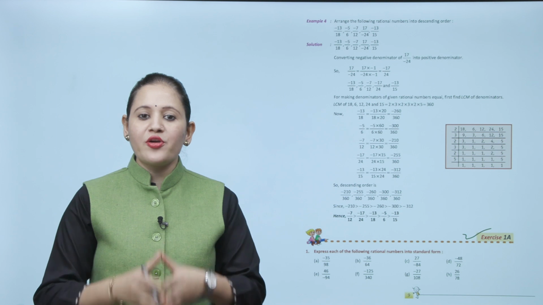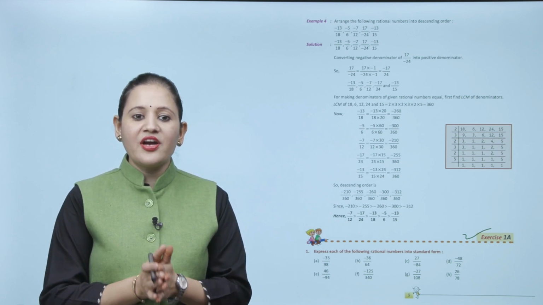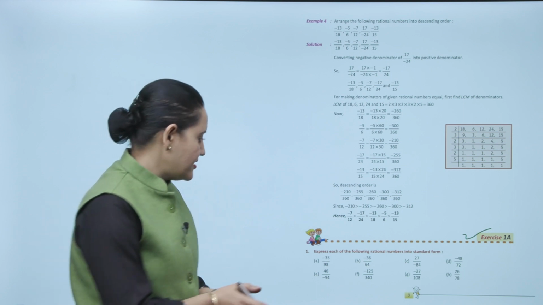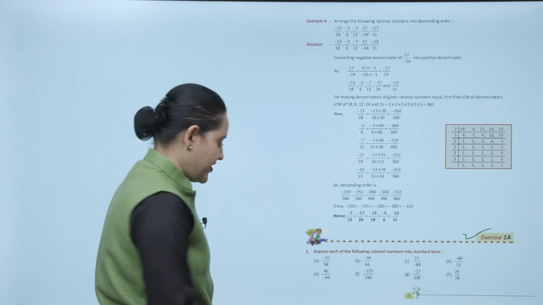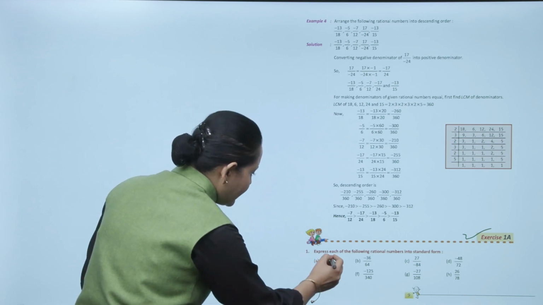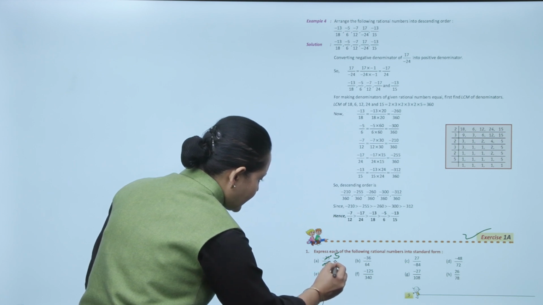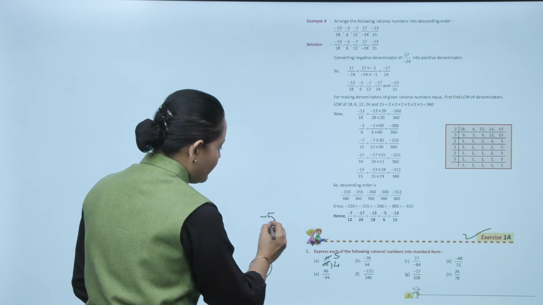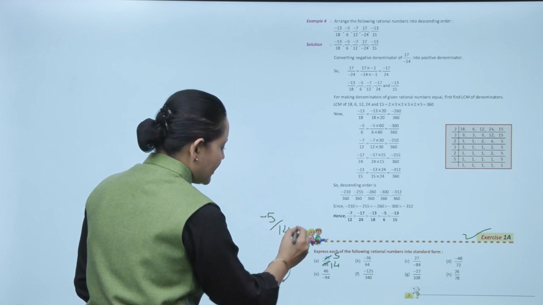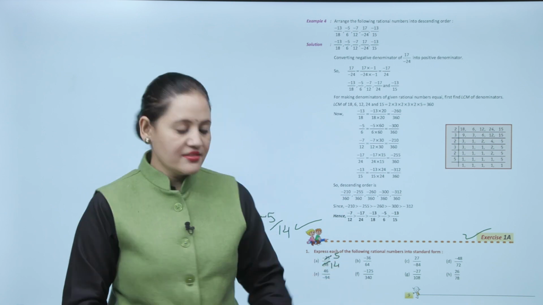Express each of the following rational numbers into standard form. First is minus 35 upon 98. So the HCF of 35 and 98 is 7. So we will divide by 7, we get minus 5 upon 14. So minus 5 upon 14 is the standard form. Clear? You have to practice all the questions.